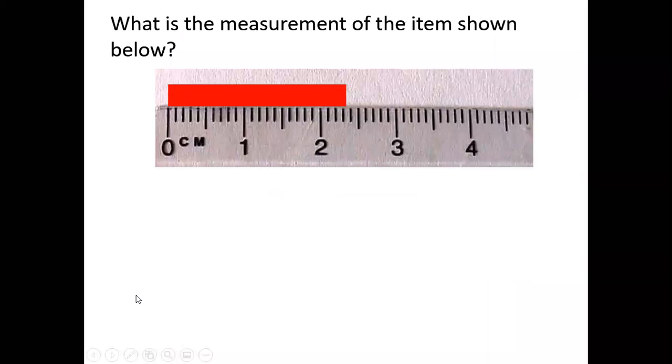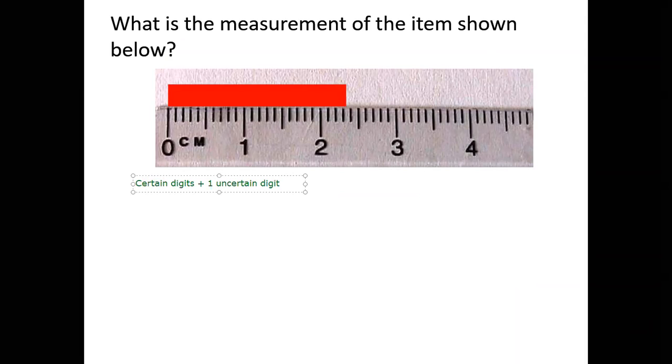So here we have a ruler. We want to know what is the measurement of this red line. So again, with measurements, we have the certain digits plus 1 uncertain digit. And for our certain digits, we look at the smallest tick mark on our measuring device.